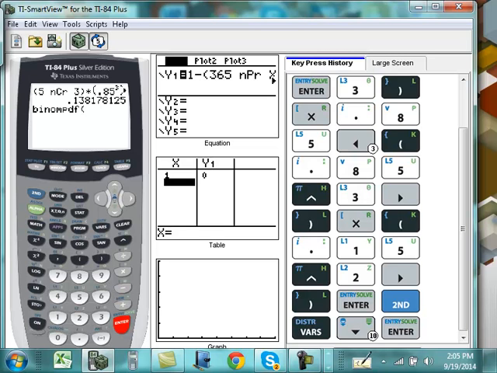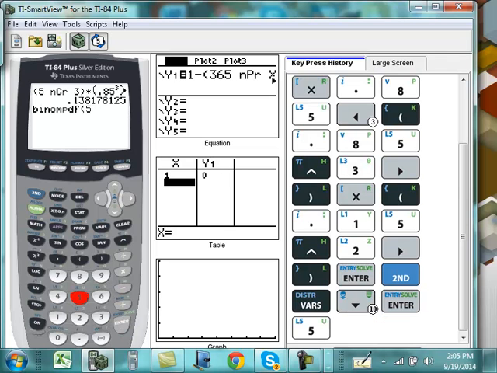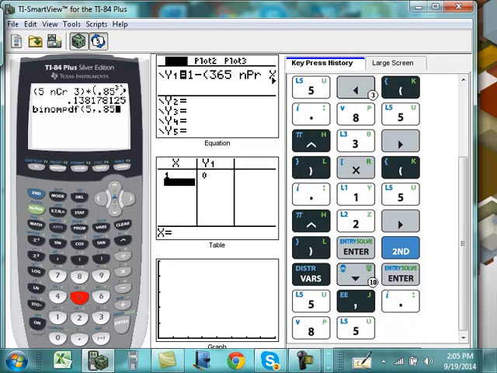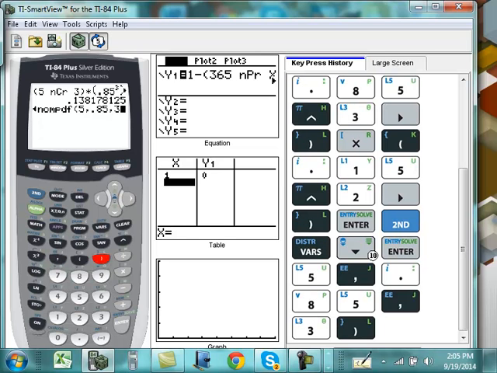And you're going to input 3 numbers in the following order. The first number is going to be the number of trials, 5 in this example, comma, and hit the comma button here to separate these numbers. The second number is the probability of a success, little p, which in this case was 0.85, comma. And the third number is the number of successes, the x value, which in this case was 3. Close parentheses. Was there a question? No? Okay. Hit enter, and there you go.